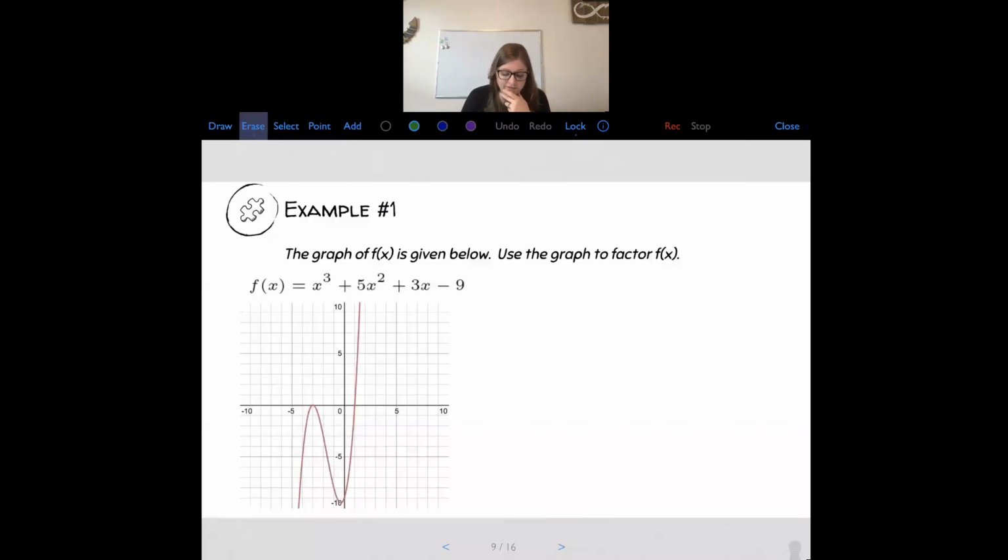Okay, so the graph of f of x is given below. Use the graph to factor f of x. Okay, so f of x should be a bunch of factors. So we're given x cubed plus 5x squared plus 3x minus 9. Here's the graph. So let's identify the zeros.